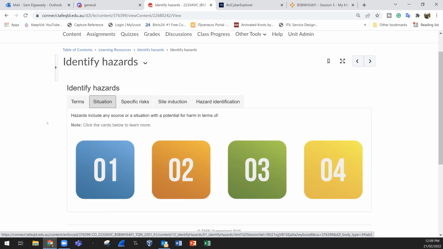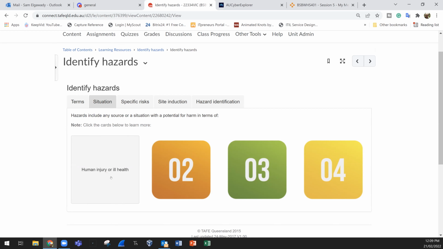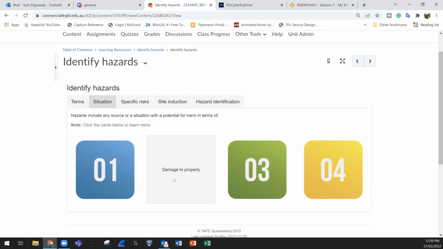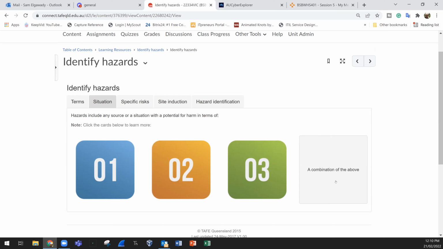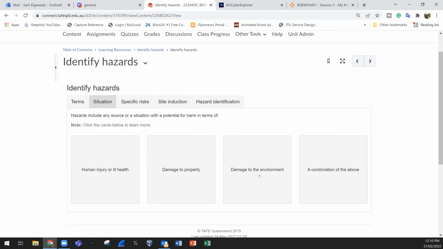So hazards include any source or situation with a potential for harm in terms of human injury or ill health. Okay. Damage to property. Damage to the environment, like bushfires. A combination of everything. So it could be damage, human injury, damage to the environment, and the property.